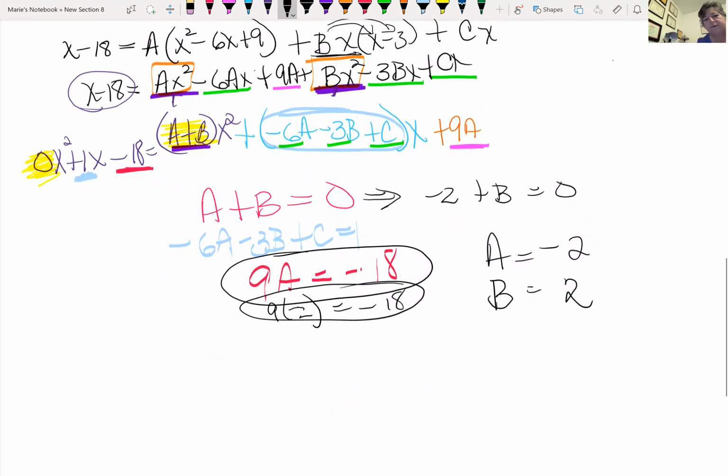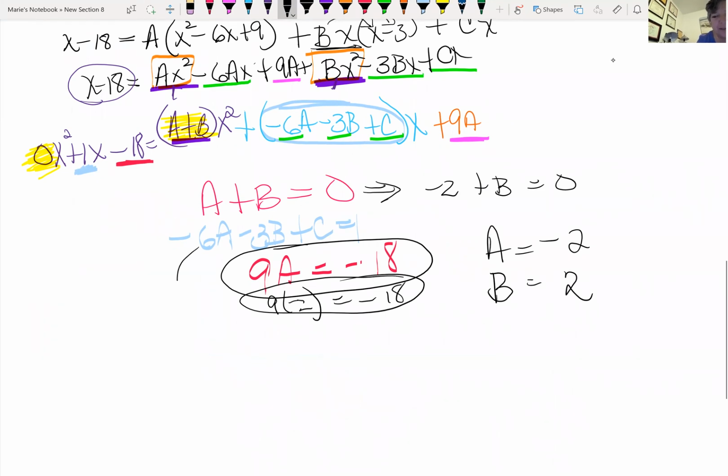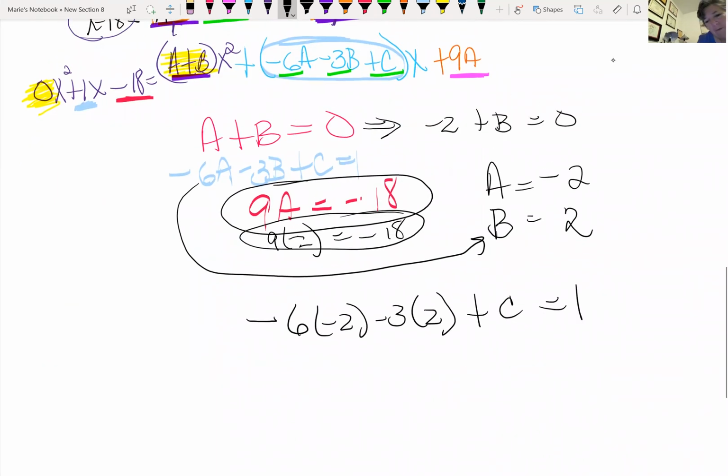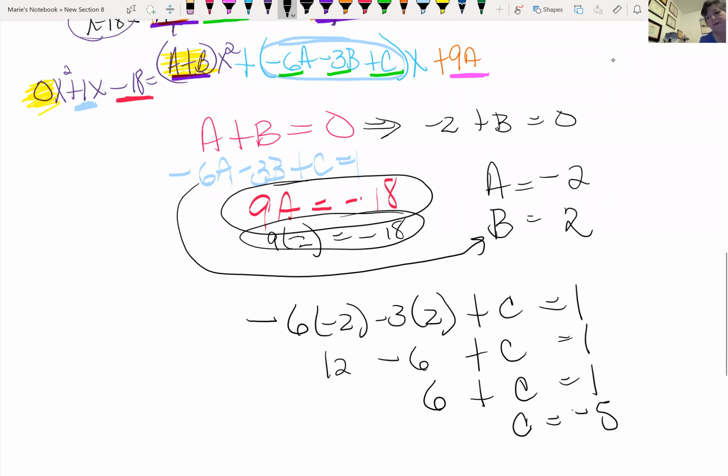And now to solve for C, very simple. Go back here using that information. -6 times -2 minus 3 times 2 plus C equals 1. So you end up with +12 minus 6 plus C equals 1. So if 6 plus C equals 1, therefore C has to equal -5. And there you go. C is equal to -5.